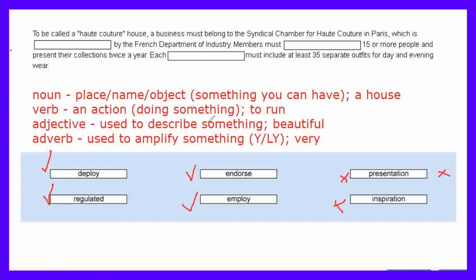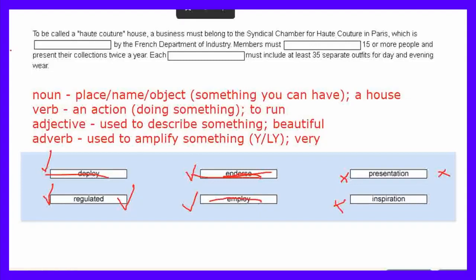Can I say "which is deployed by the French department?" No, doesn't work. "Which is regulated by the French department?" Could be. "Which is endorsed by the French department?" Which is endorsed by? Nope, because it would be with "ed," like "endorsed by." "Which is employed by?" Can I say "he is employed by me?" No, I would say "Justin is employed by me." So employed doesn't work. So right away, based on these, you would know that for the first blank, it has to be the word "regulated" grammatically.